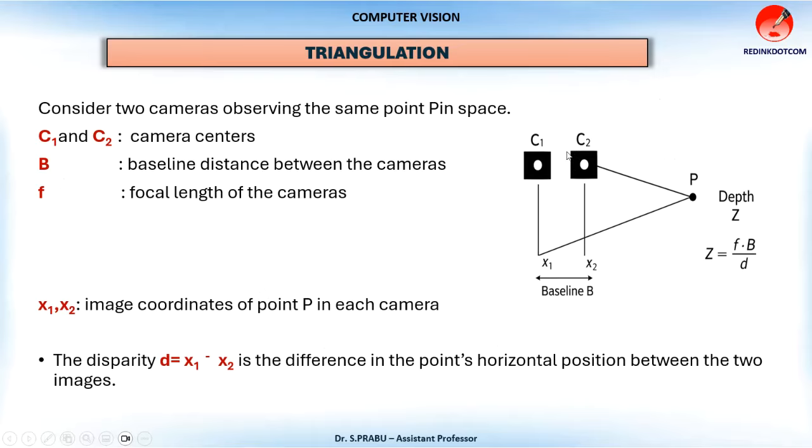Here C1, C2 are the centers of camera 1 and camera 2. In motion analysis, these two are the same camera at different intervals of time. The distance between these two is called the baseline. From these two different angles we get different pixels, identified as x1 and x2. These differences are called disparity. This is not a distance between these two; this is the pixel variation between these two images.